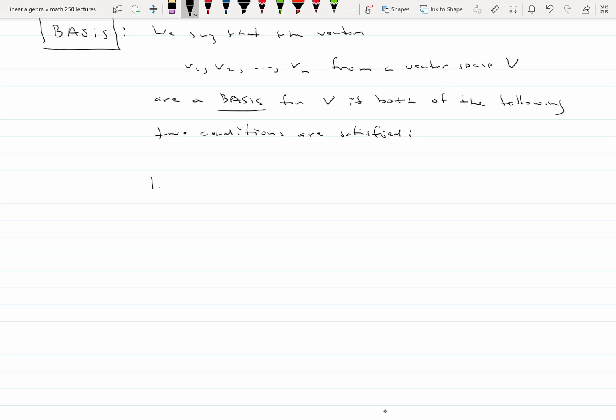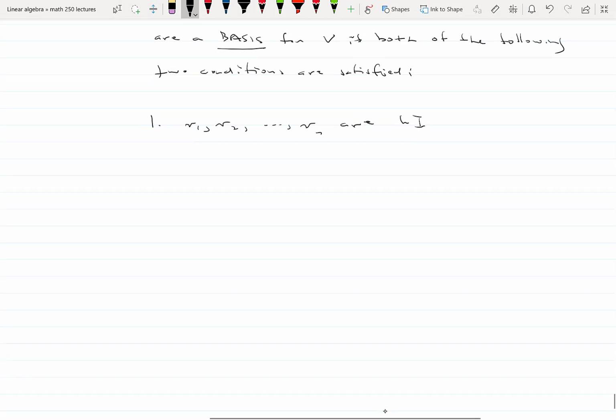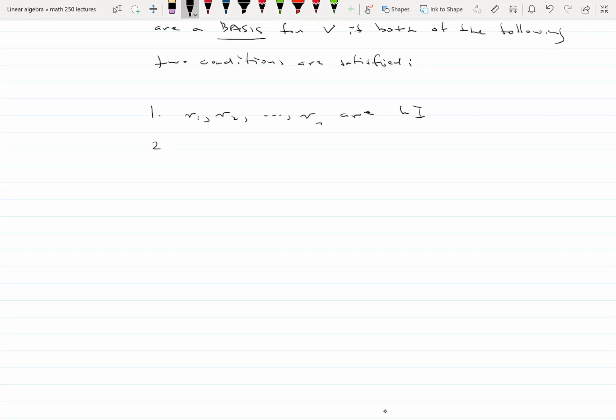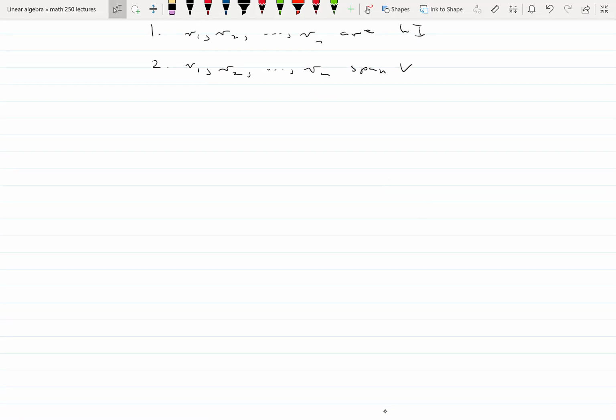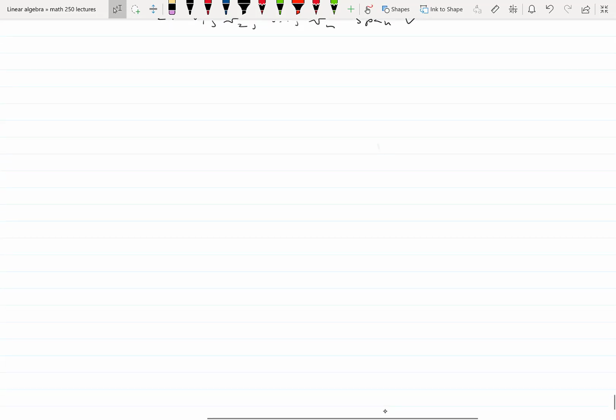One, v1, v2, all the way up to vn. Can you guess? They're what? Linearly dependent, independent. Oof, I almost made a terrible blunder there. And two, the vectors v1, v2, all the way up to vn, they span the vector space V. So if you have a linearly independent set that also spans the vector space, you have the smallest possible spanning set. You have a minimal spanning set.